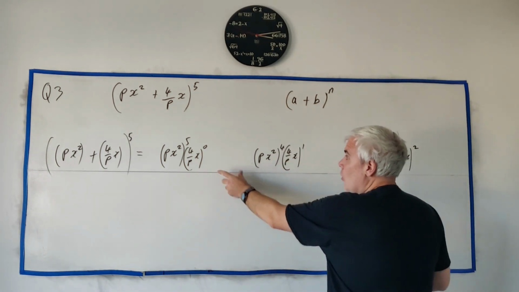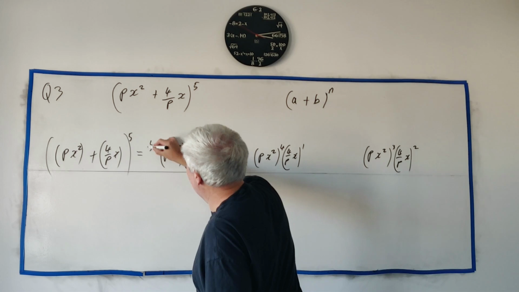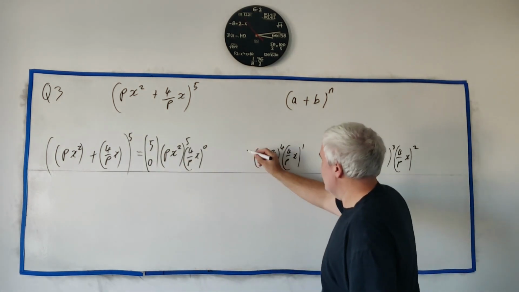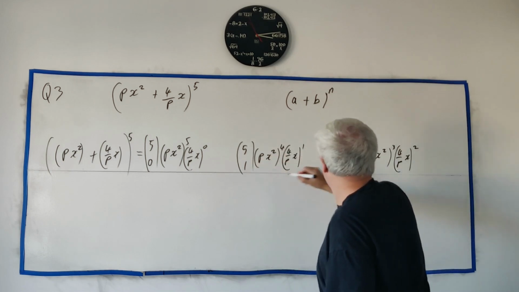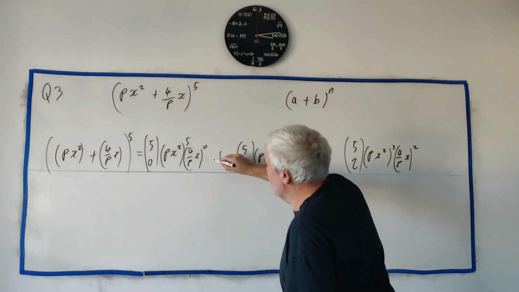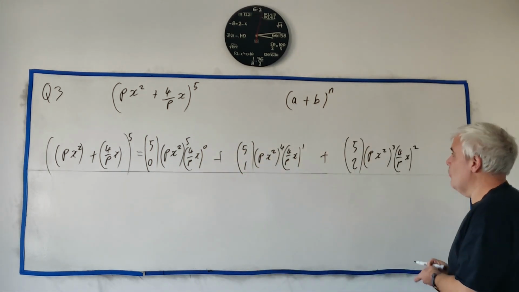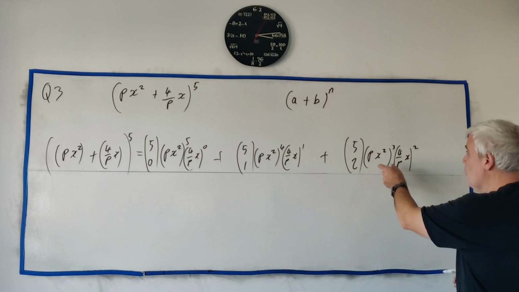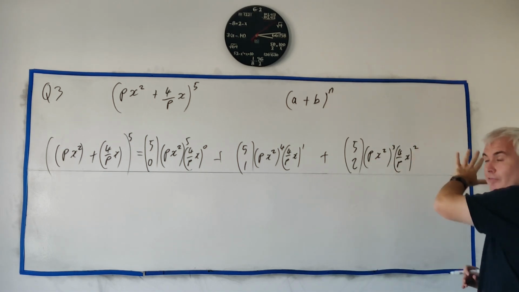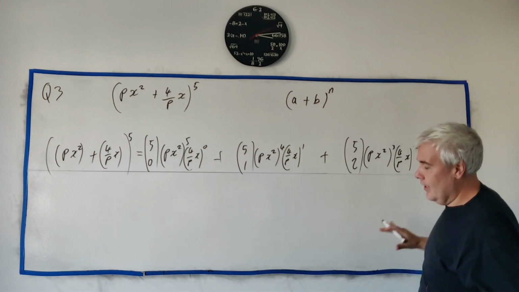Then it's also multiplied by something else. It's multiplied by 5 choose 0, or n choose the number. This is 5 choose 1. This is 5 choose 2. And we add all this up. This continues on all the way till we get to 5 choose 5, or all the way till we get this guy to the power of 0, or this guy to the power of 5. So this continues on like this.